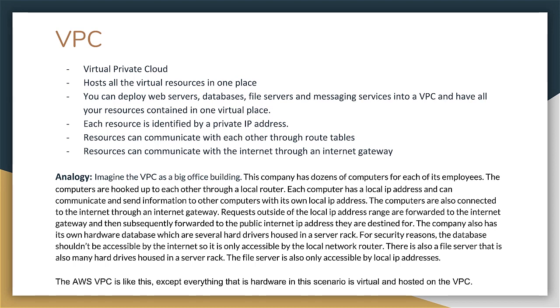And communication is done through route tables, and communicating to the internet is through an internet gateway. And of course, we'll see this once we set up AWS.